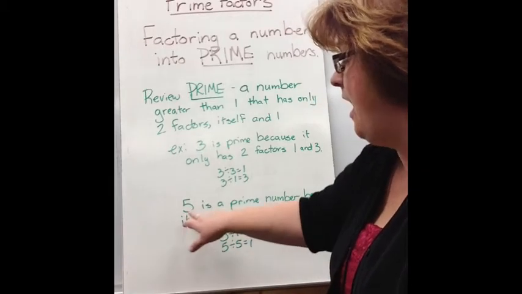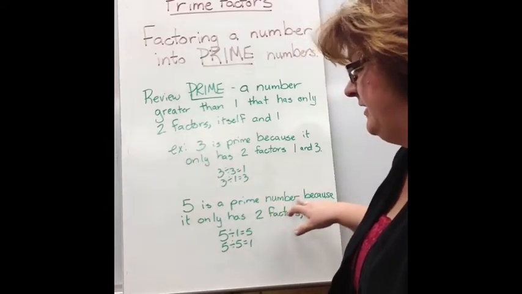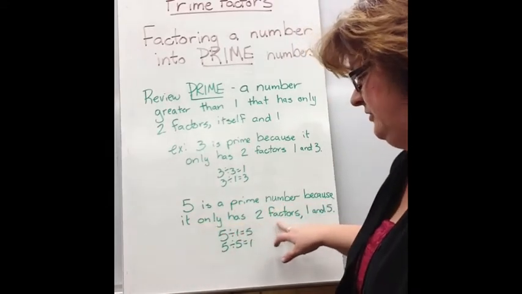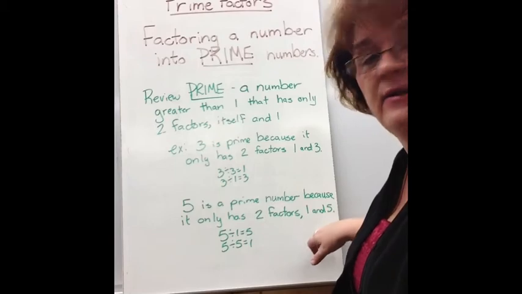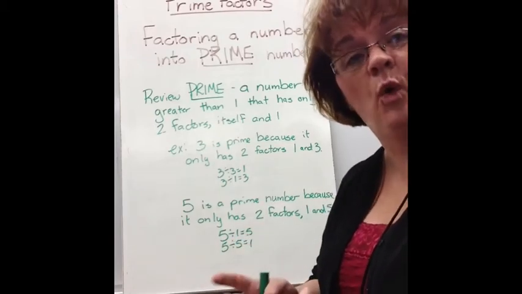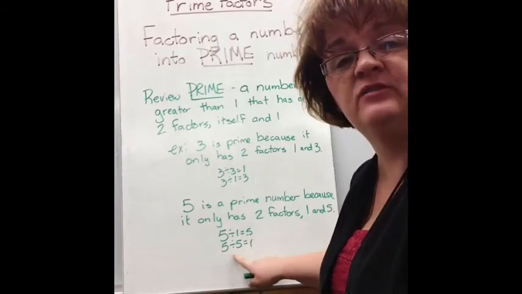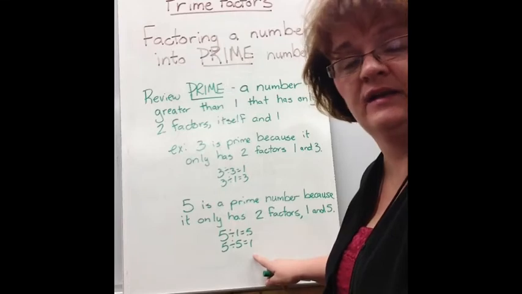Okay, so let's take a look at the number 5. 5 is also a prime number because it only has two factors, 1 and 5. I can divide 5 by 1 and get the answer of 5. I can break 5 into one equal group. That's what that means. I can also divide 5 into 5 equal groups, and I'll get 1 in each group.